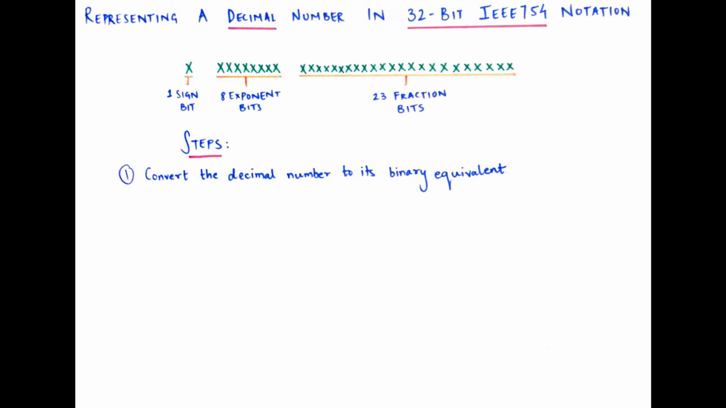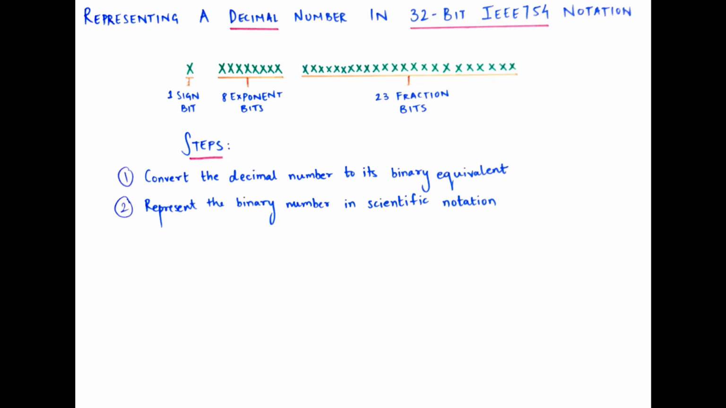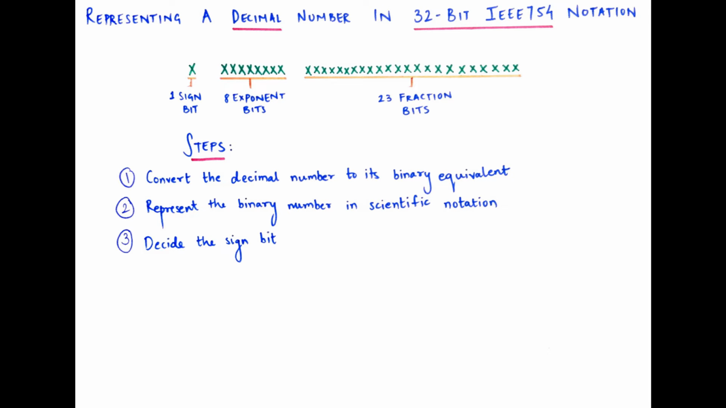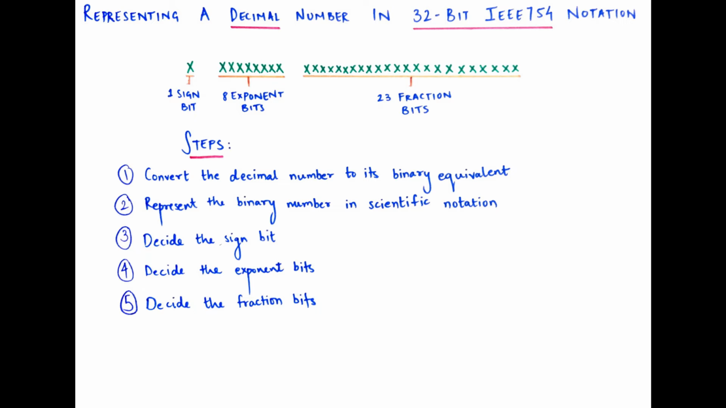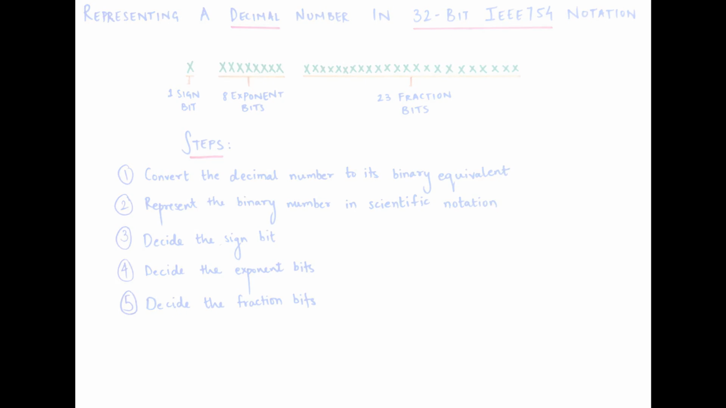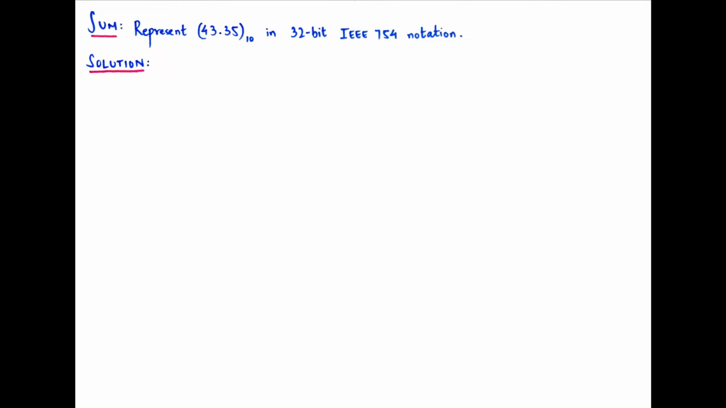The first step is converting the decimal number to its binary equivalent. Then we represent this binary number in its scientific notation. Finally, we decide the sign bit, the exponent bits, and the fraction bits. Let's understand this with the help of an example. Say we have to represent the decimal number 43.35 in IEEE 754 notation.